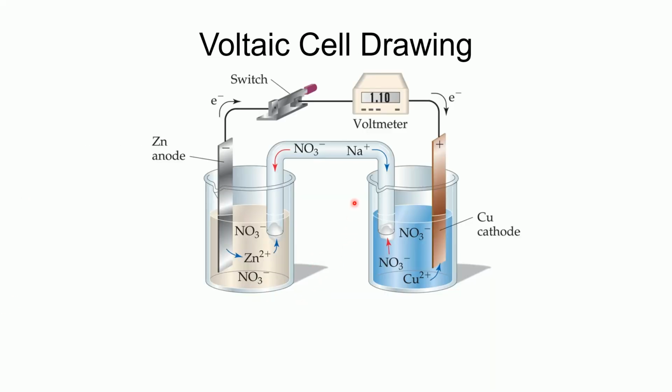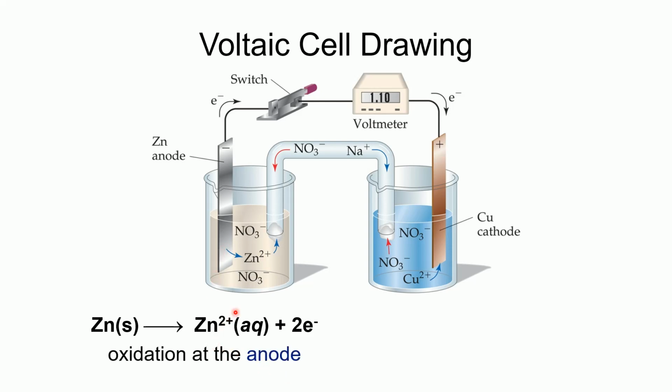So here is a drawing of our voltaic cell. We've got, this is the zinc electrode. And at that electrode, zinc is getting oxidized to form zinc 2+ ion plus 2 electrons. So that is happening at the surface of that electrode. Since this is where oxidation is occurring, we refer to the electrode where oxidation occurs as the anode. So oxidation always occurs at the anode.